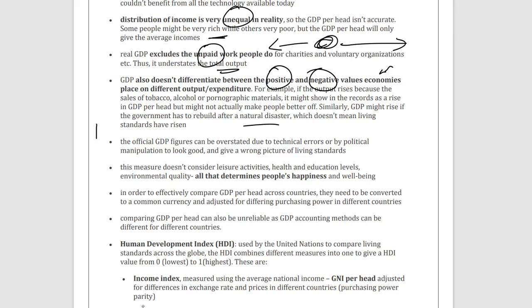The advantages: it takes into consideration output, takes into consideration population, it's readily available. But at the same time, the disadvantages that we've talked about right now: that it counts demerit goods, it hides unequal income, it will also exclude unpaid work, and so on and so forth. So again, it has its disadvantages and advantages. Okay, so that being said, let's move on.